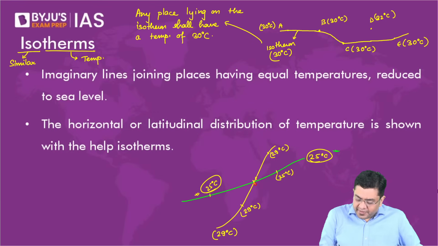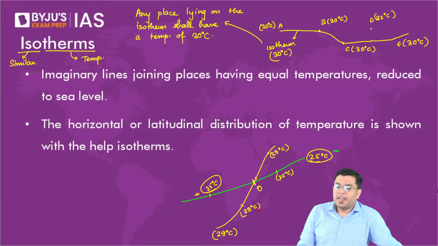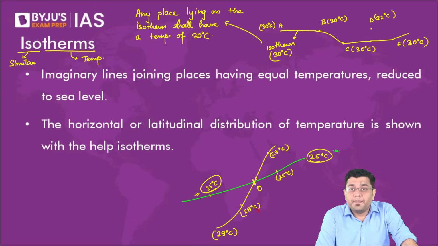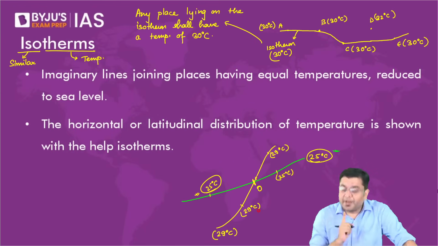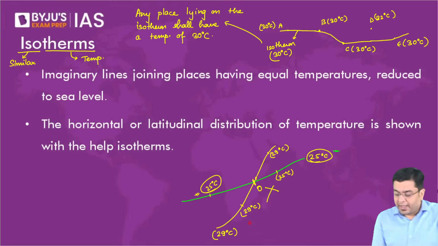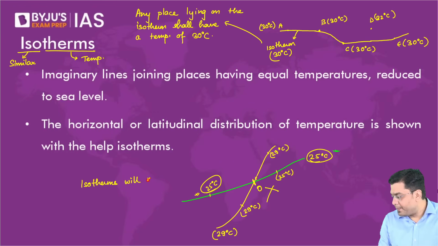Now, what about this particular place? Let's consider O. Now, in this place, what will be the temperature? Will it be 25 or will it be 29? The same place cannot have two different temperature conditions, can it? So that is why you will never have the condition where the isotherms can crisscross each other. So isotherms will never crisscross each other.